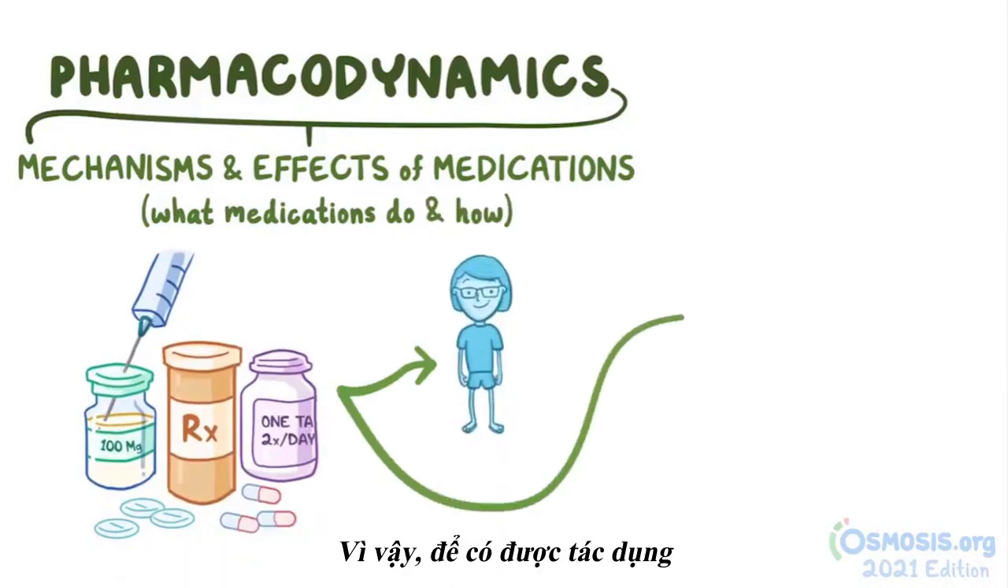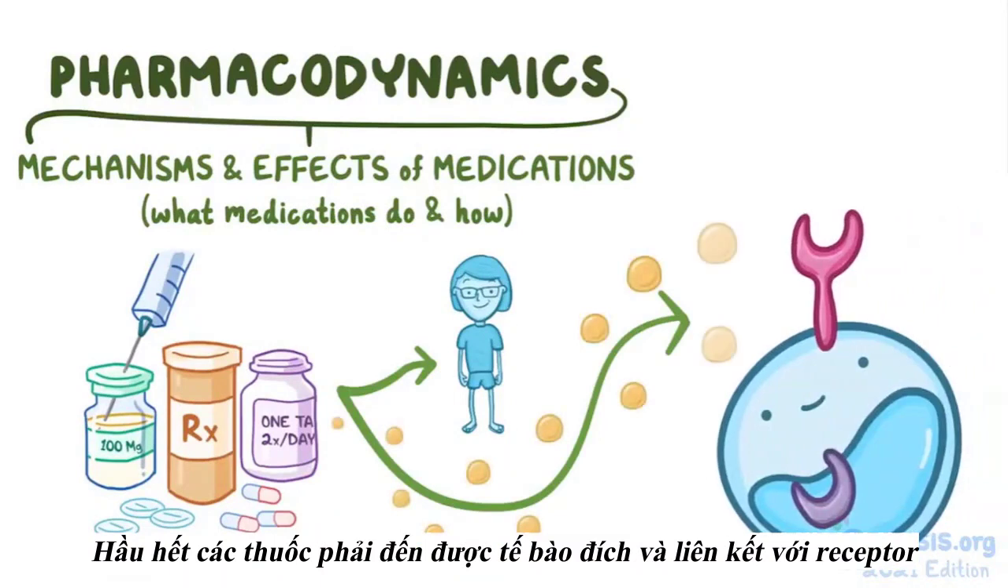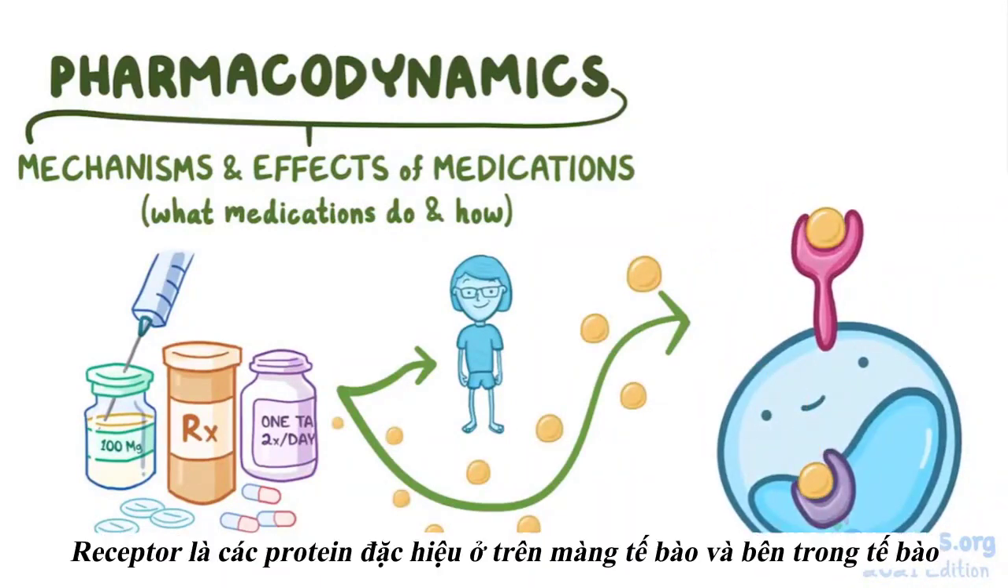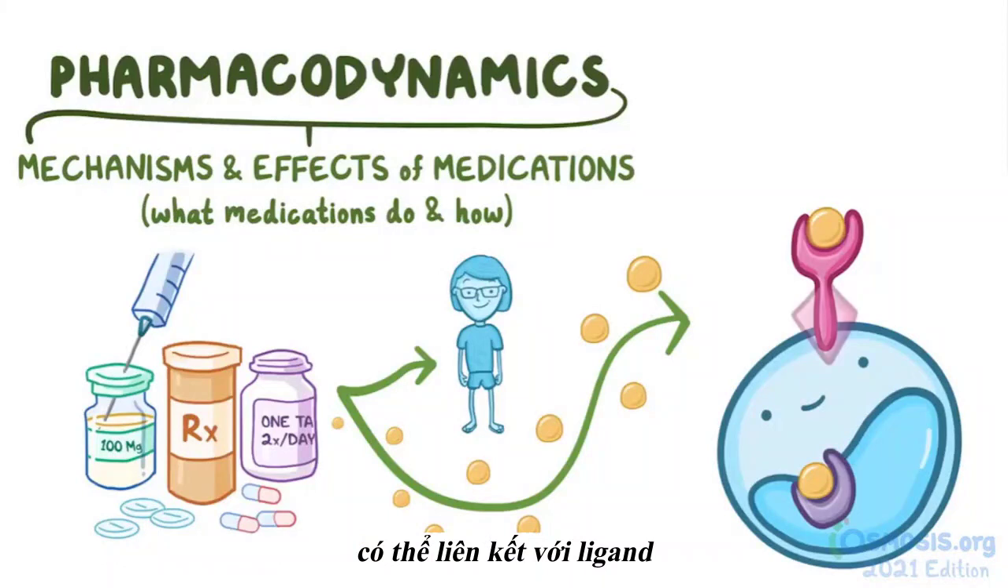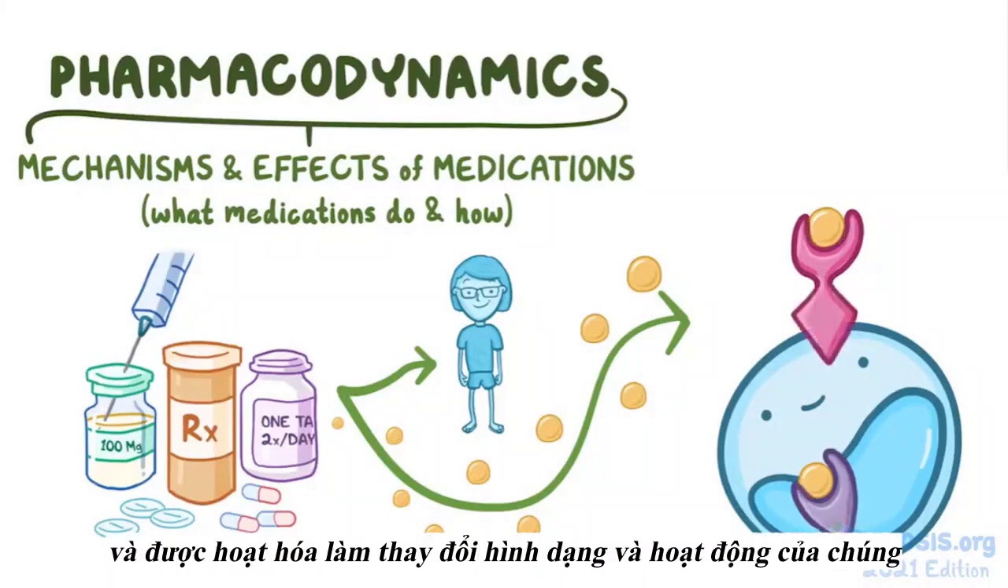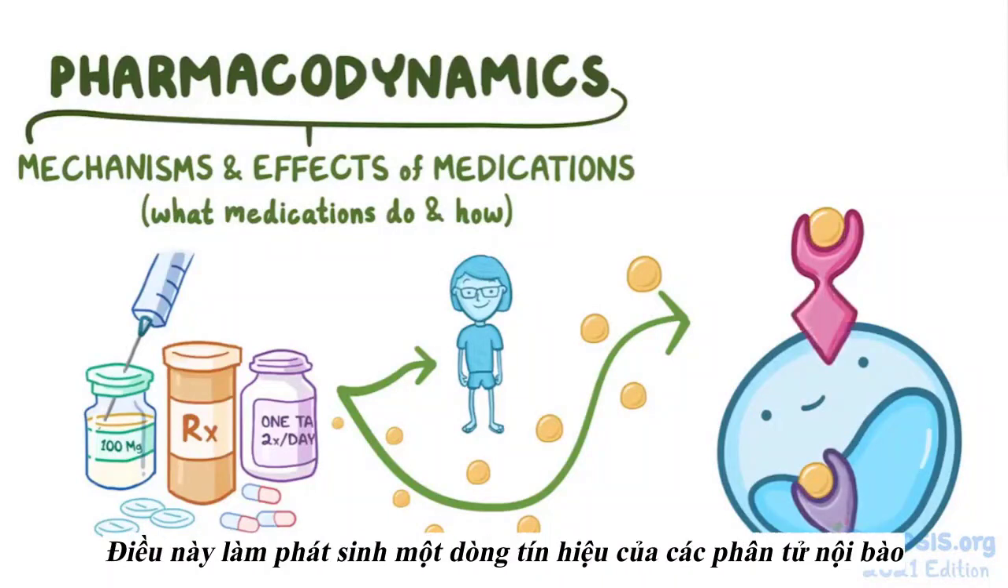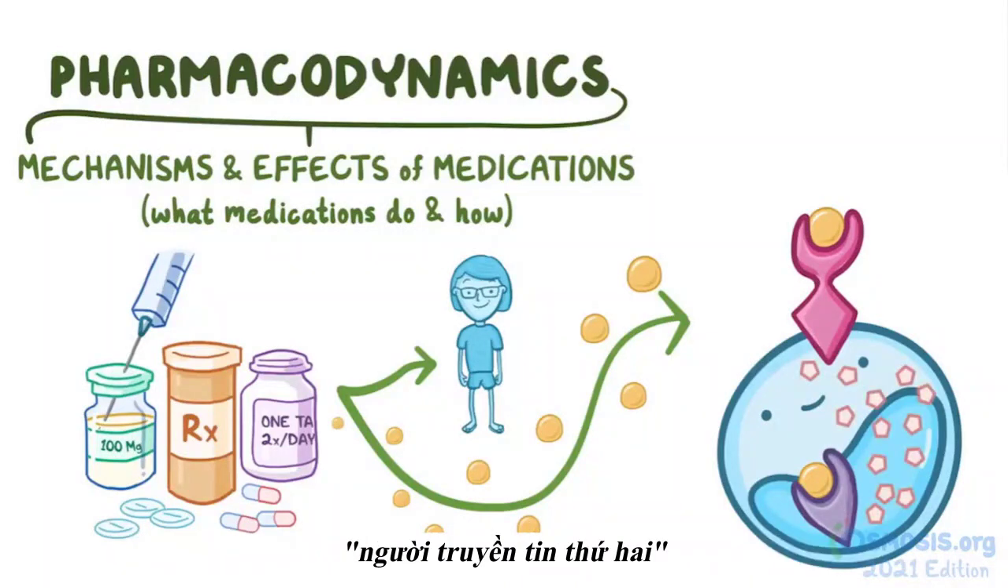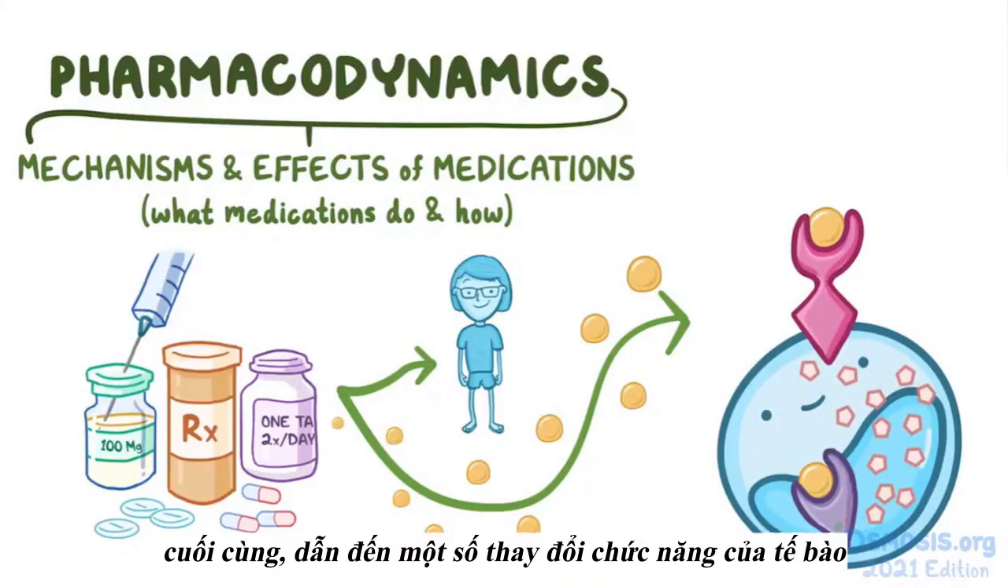Alright, so in order to have an effect, most medications have to reach their target cells and bind to a receptor. Receptors are specialized proteins both on the cell membrane and inside the cell that can bind to a ligand and get triggered to alter their shape or activity. This gives rise to a signal cascade of intracellular molecules, which are the second messengers, which ultimately results in some change in the cell's function.